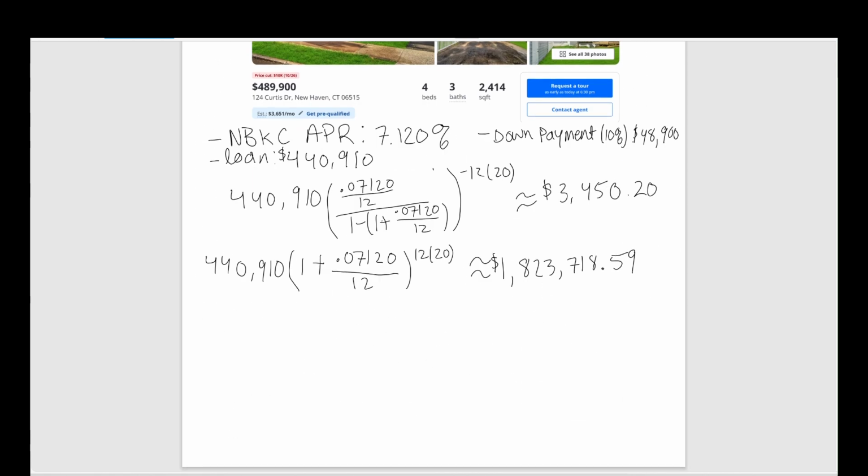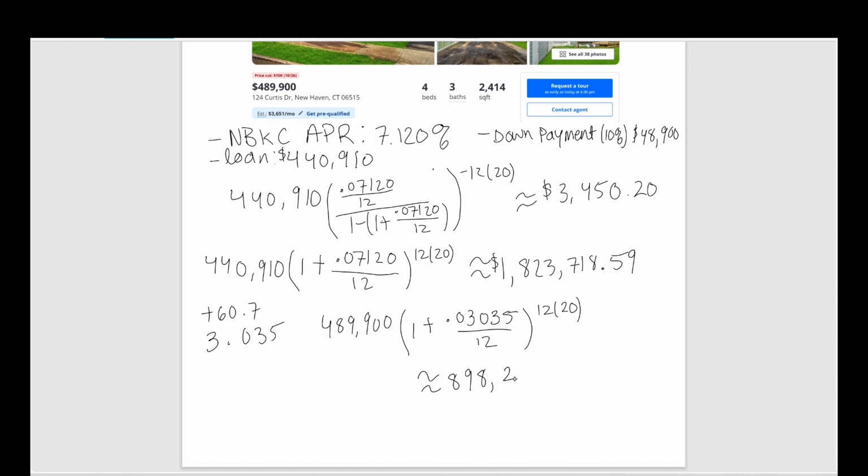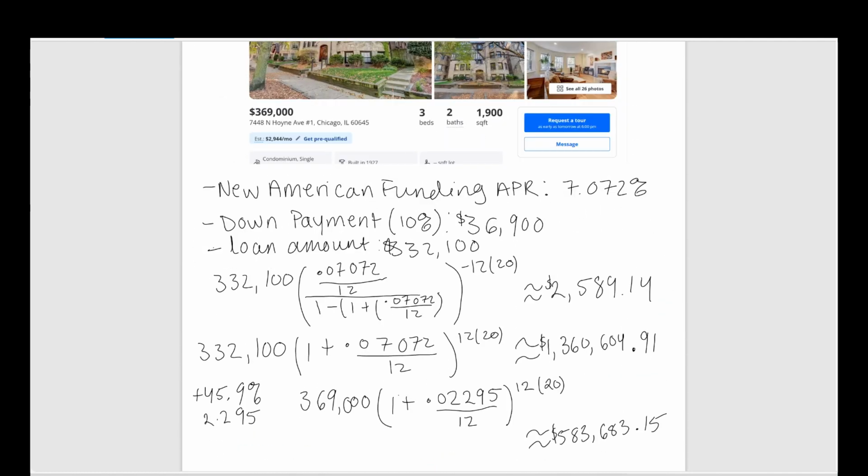Now for New Haven, prices have gone up in the last 20 years by 60.7%. And when I divided that by 20, I got about 3.035. And again, I'll be using the original price of the home, so $489,900. And when I put that into Google again, I get approximately $898,237.92. So out of the two homes, I would definitely go with the Chicago home.